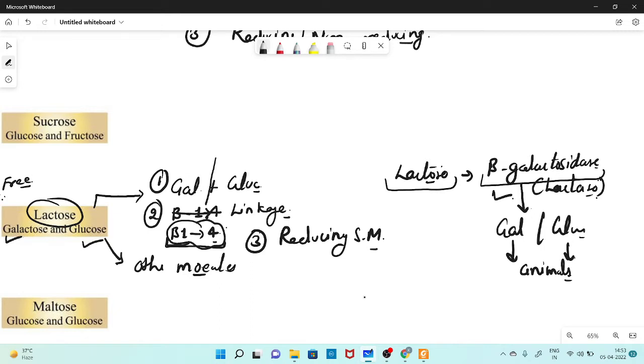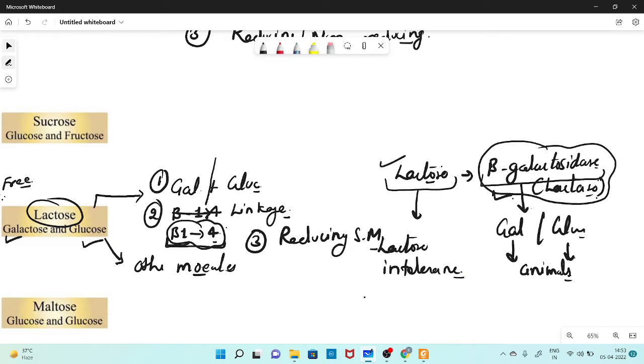So when there is an absence of beta galactosidase in the gut, this situation is called lactose intolerance, which means your body cannot digest the lactose, and lactose is present in dairy products. So milk products, you must have seen that some people cannot digest dairy products, right? They get some type of allergy.